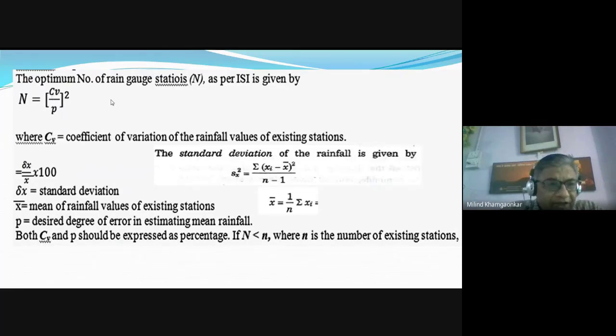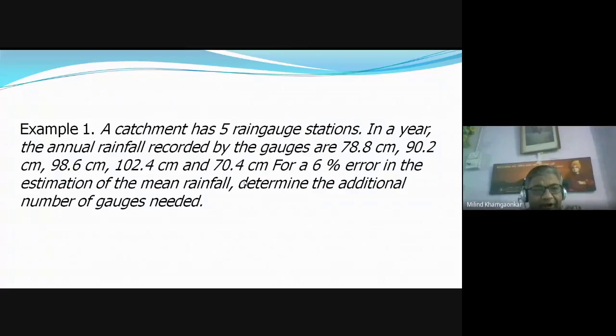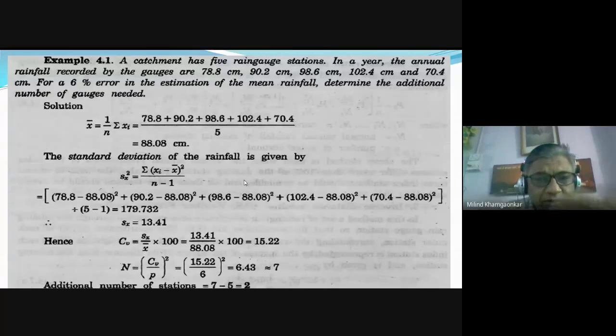The coefficient of variation is found out by the formula CV is equal to delta x upon x bar into 100, wherein delta x or Sx is called the standard deviation. The standard deviation is also given by a certain formula: Sx square is equal to the sum of (xi minus x bar) whole square upon n minus 1. So all this procedure is adopted based on the number of existing rain gauge stations, and whether additional rain gauge stations are needed, to find out the exact quantity of rain gauges in the certain catchment area.